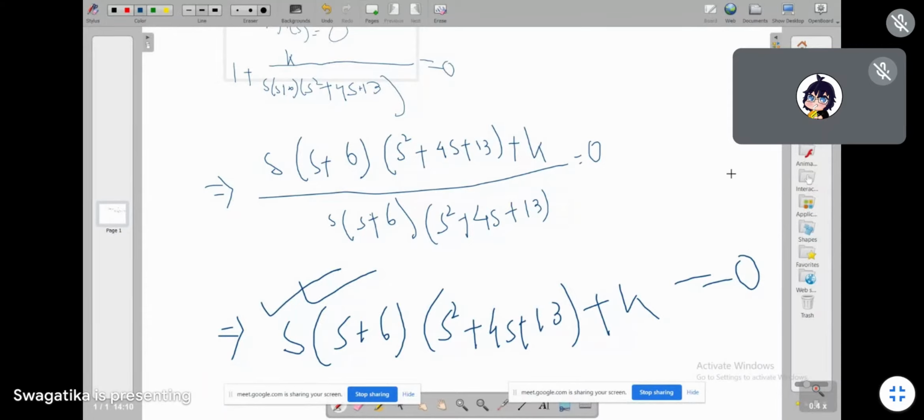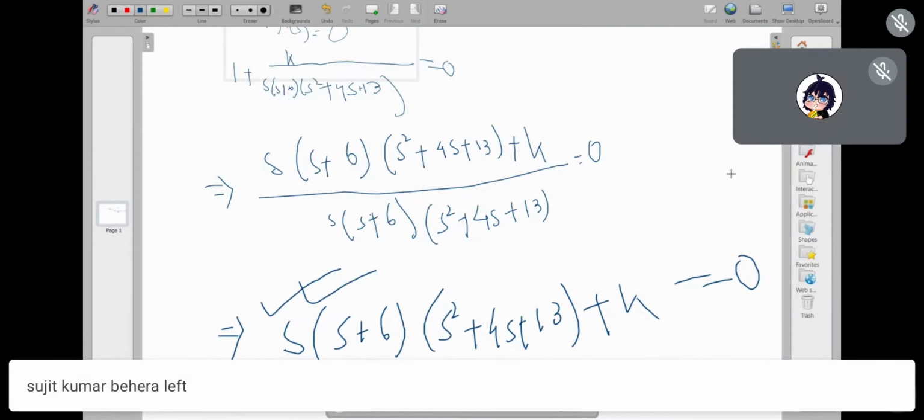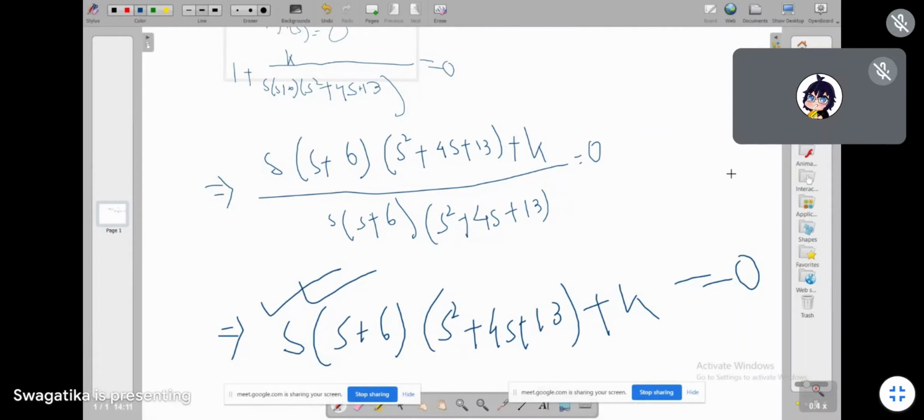Acha, what are the poles? How many poles are there in this equation? Ma'am, 4 poles are there. 4 poles, ma'am. And what are they? 0, minus 6, minus 2 plus 3j, minus 2 minus 3j. Very good. And number of zeros? Ma'am, absent. 0. So number of root locus branches will be 4.